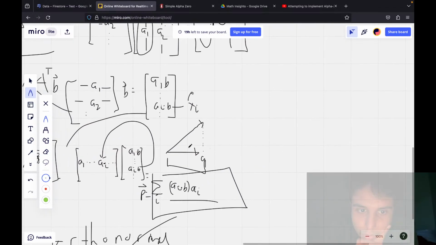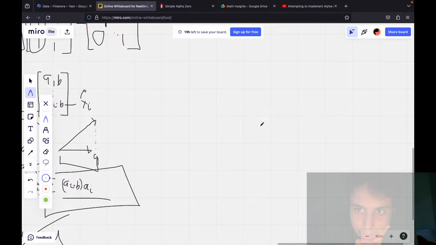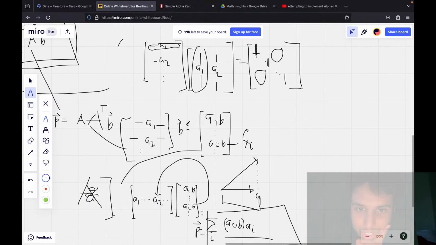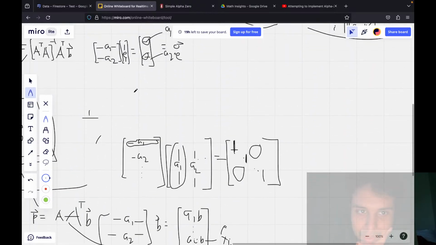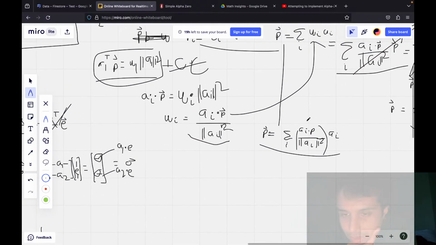Well, where am I? Yes. So basically, the thing inside the summation represents a vector, namely the projection of P onto AI. But then we're defining P in terms of itself, and that's just recursive. So instead, we're going to do the same thing.